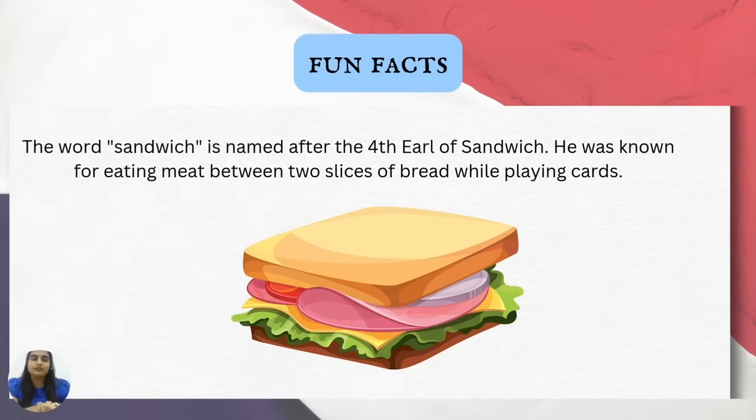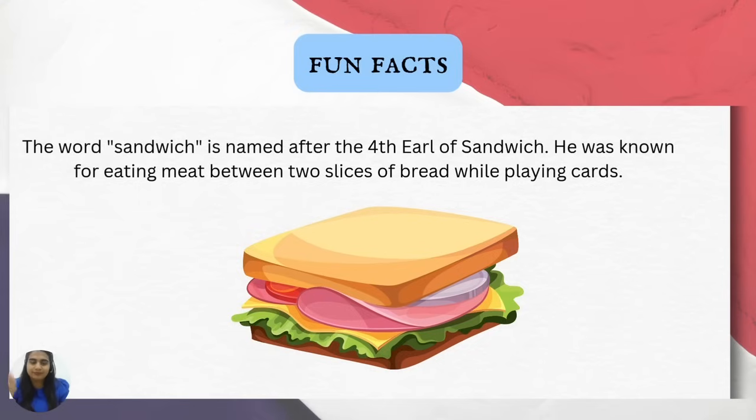The first fun fact for today would be the word sandwich is actually named after the fourth Earl of Sandwich, and he was known for eating meat between two slices of bread while playing cards. So that's how the word sandwich came up, because his name was 4th Earl of Sandwich.